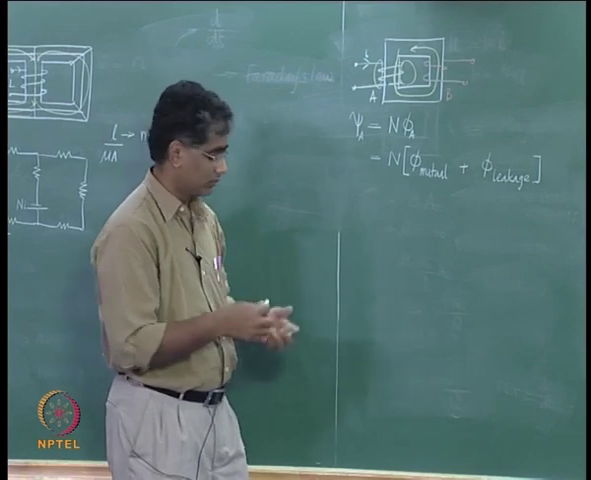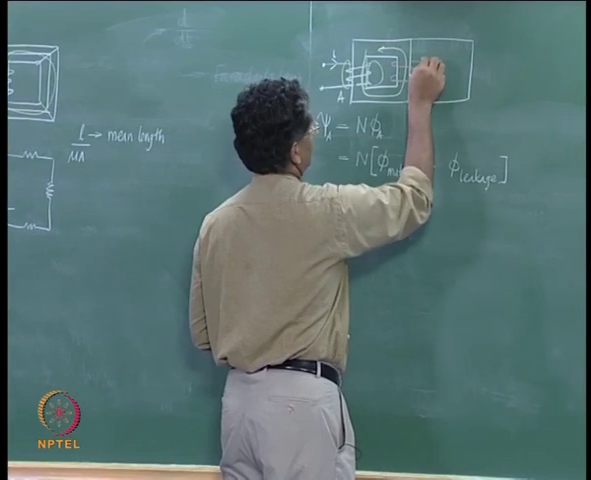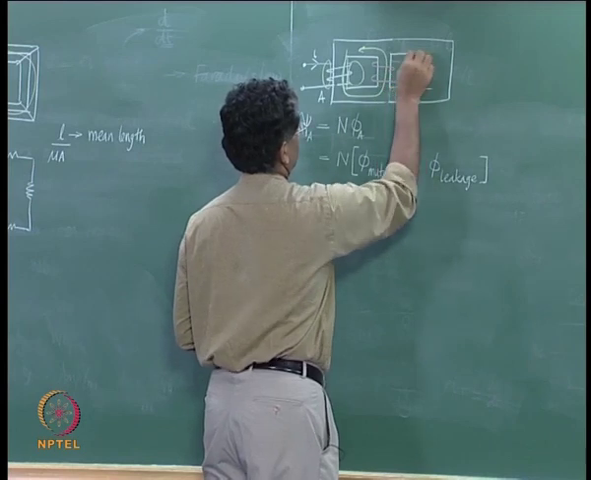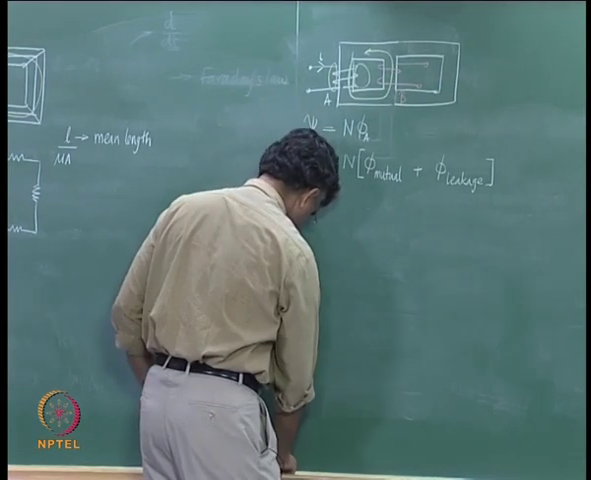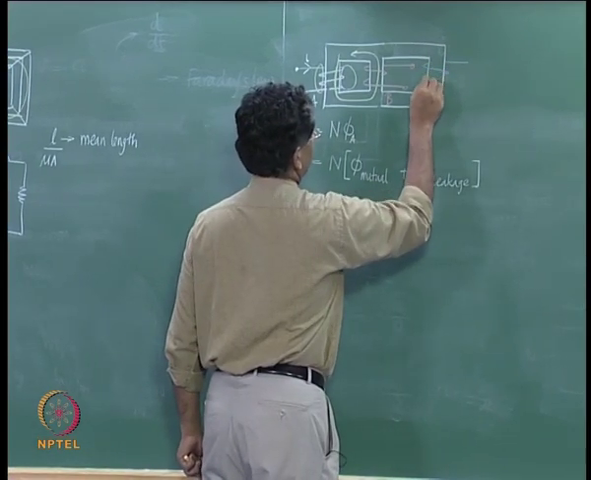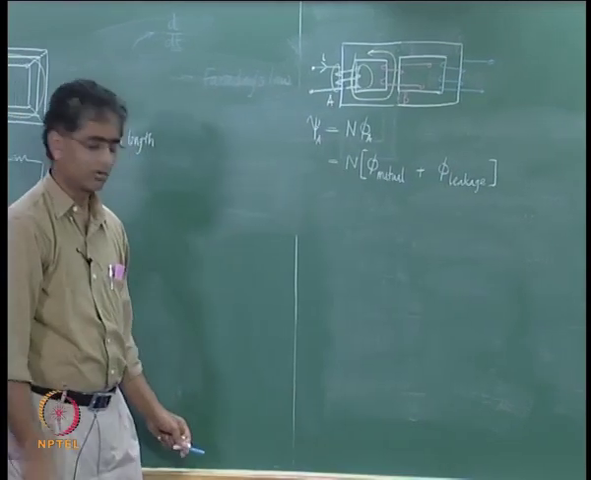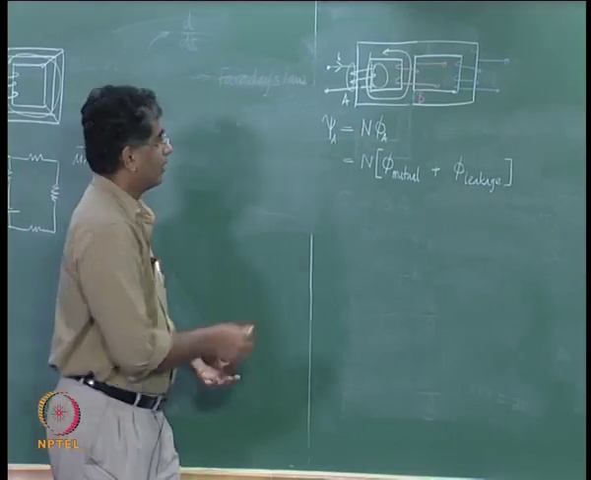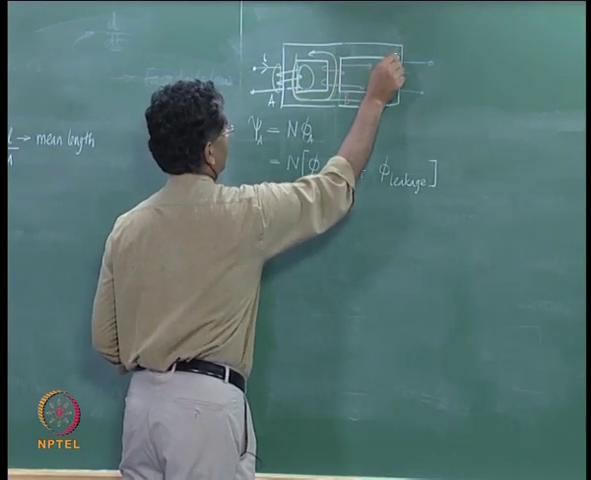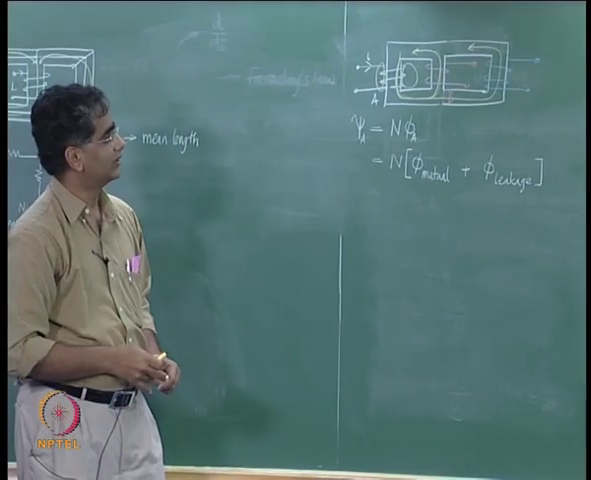Now if there were one more, suppose you extend this into a third limb, and put another coil here. Frequently machines are 3-phase machines, so you may have one more coil here, and then there will be some flux lines that not only go here, but there would be some flux lines here also. So there is now a difference.